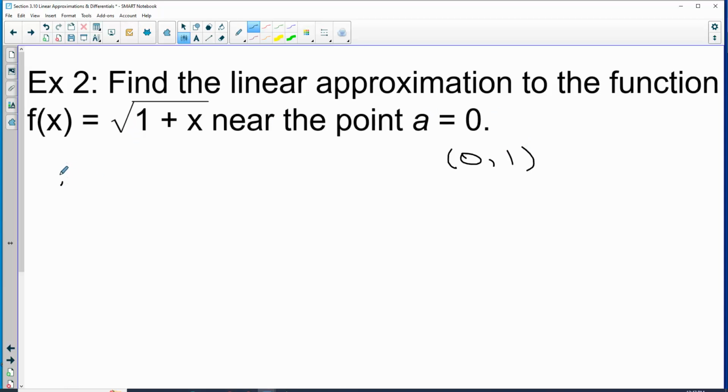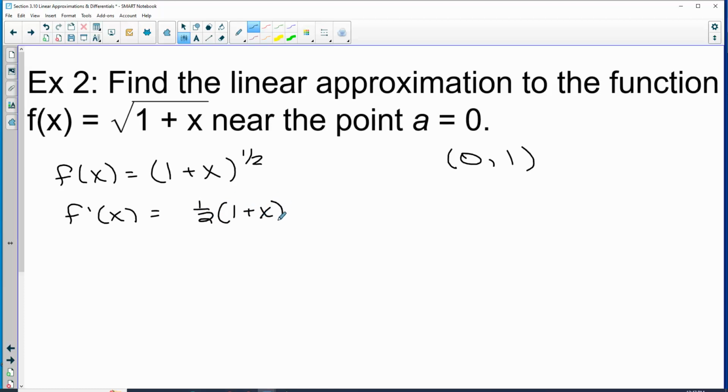So my function is 1 plus x to the 1/2. So what do I have to do? Derivative. 1/2, 1 plus x to the negative 1/2, times the derivative of the inside, which is 1. So I could write this as 1 over 2 square root of 1 plus x.